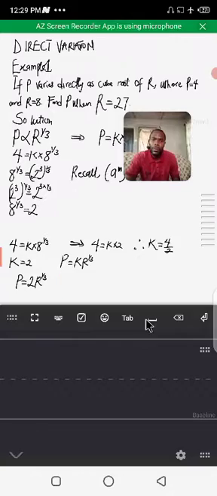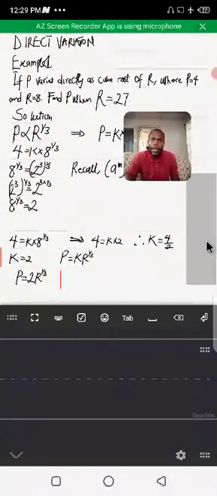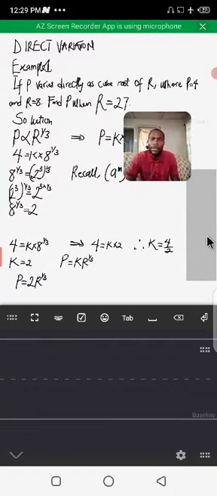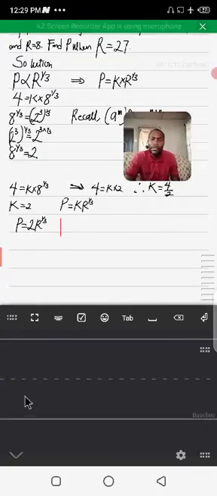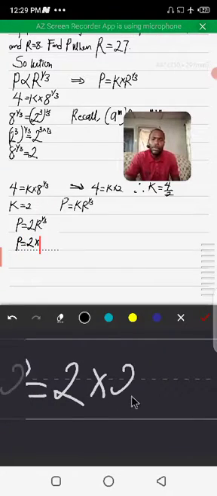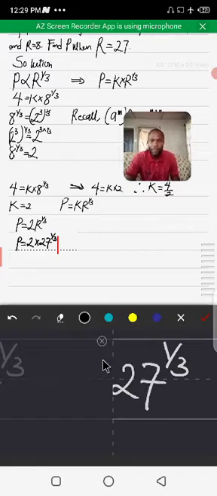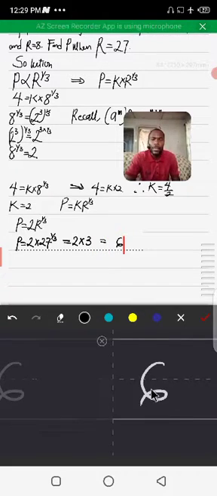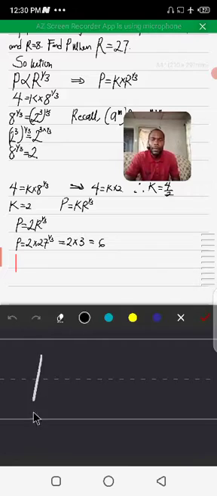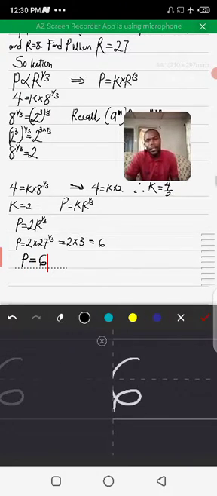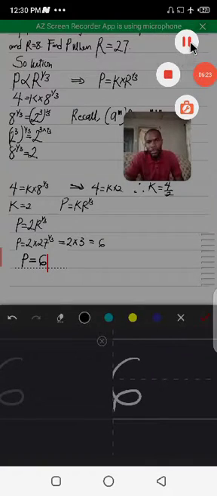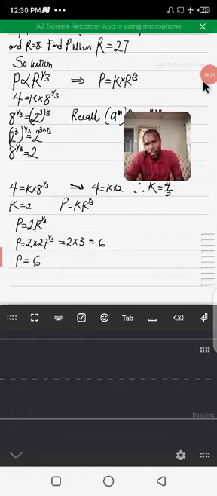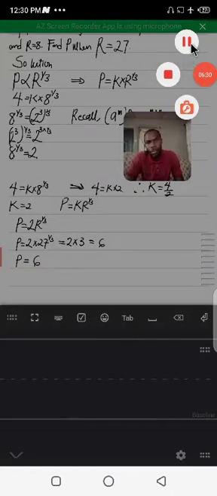We continue. The question says that if P varies as this, where P is equal to 4 and R is equal to 8, find P when R is equal to 27. You will now go further to say that P is equal to 2 times 27 raised to power 1/3, which is equal to 2 times 3, which is equal to 6. Therefore, P is equal to 6. That is the first example in the variation. So the final answer gives us 6.